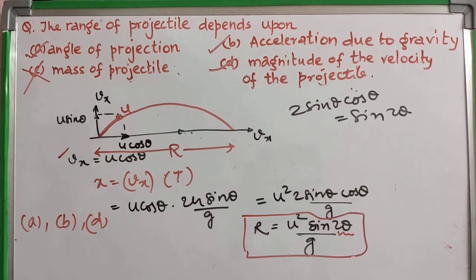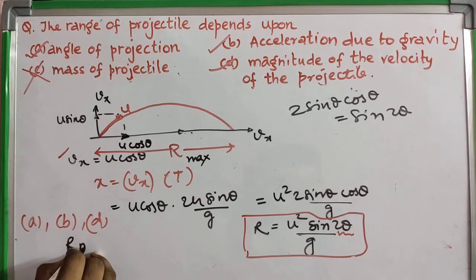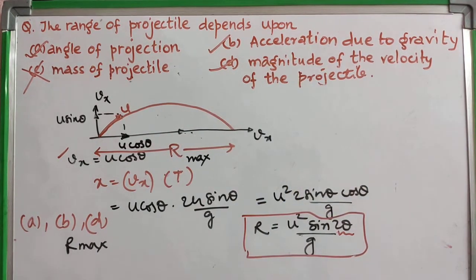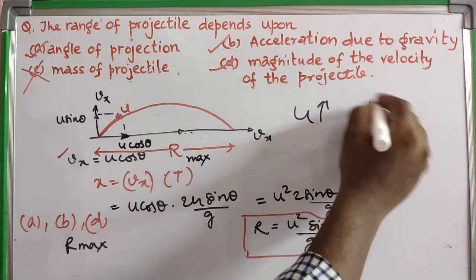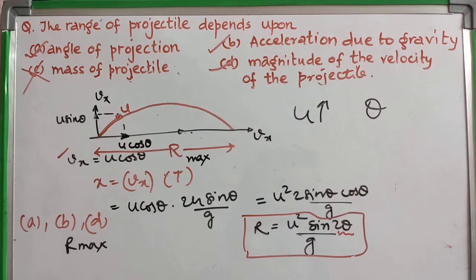Let's see how they are related to each other and how to get the maximum distance. I am calling it the maximum range. So how to get that? To get maximum range, I have two options. Can I change g? No. So either I can increase u, or I have to throw at a particular angle theta so that R will become maximum.